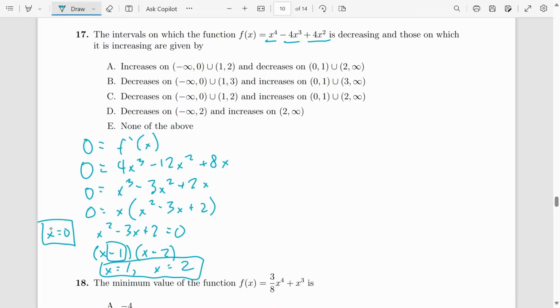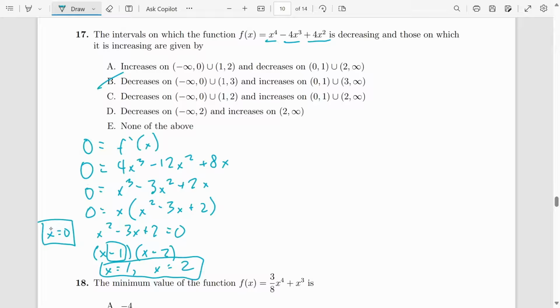Looks like we can automatically rule out B because it involves a critical point of 3, which never comes up. So we know that that one won't be real and won't be true. It's not an answer choice.